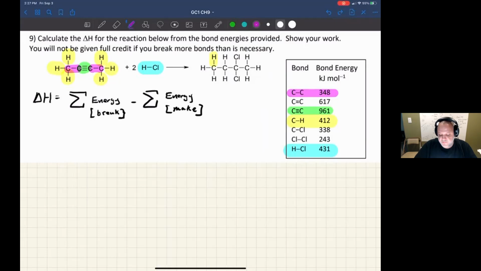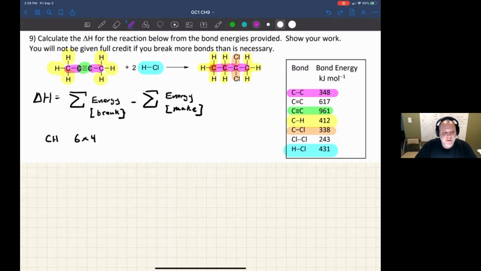Or let's see what we've got on the product side. On the product side, we've got some CH bonds as well. We've also got some CC single bonds, and the new type of bond that we have is the CCl bond at 338. All right, now let's add them all up.